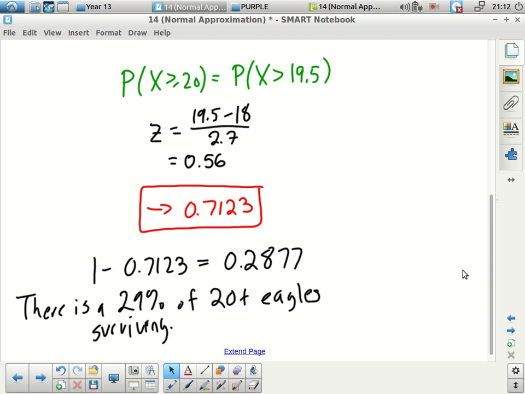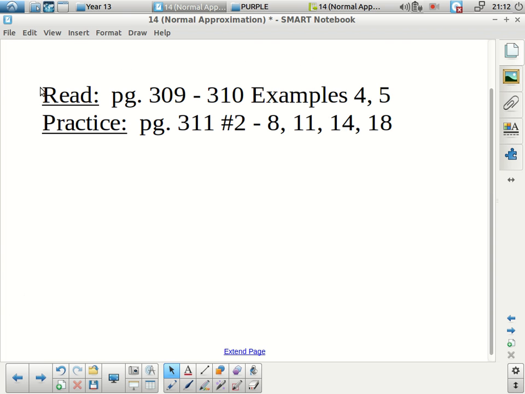Okay, so that's it for my examples. There are some examples I'd like you to have a look at in the textbook. And then the practice work starts on page 311, numbers 2 to 8, 11, 14, and 18.